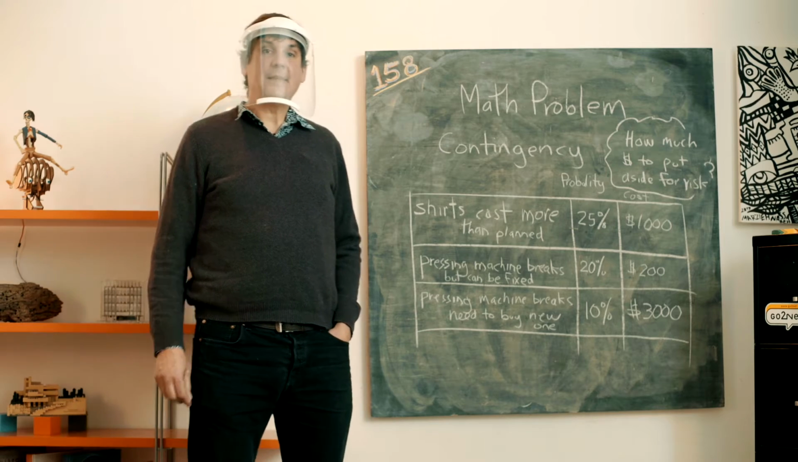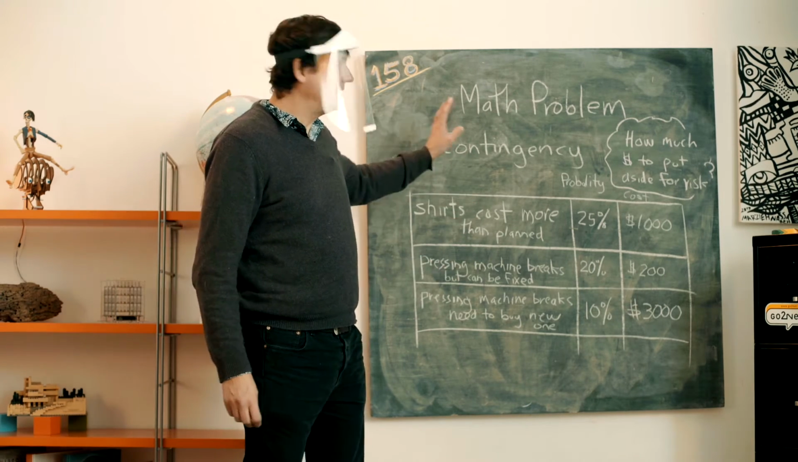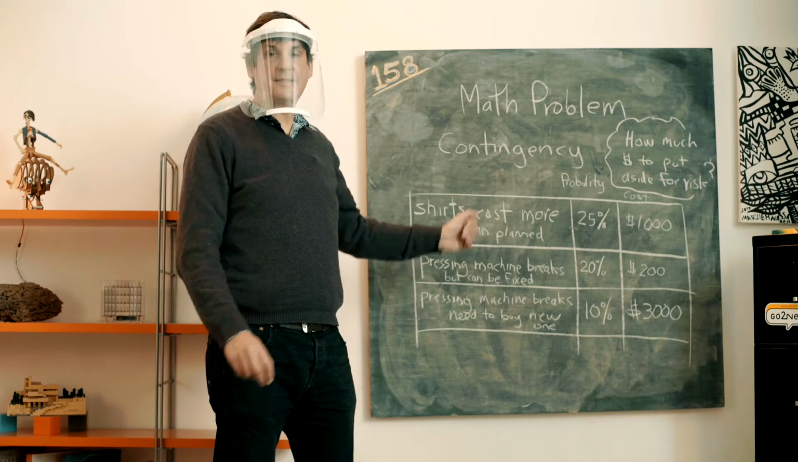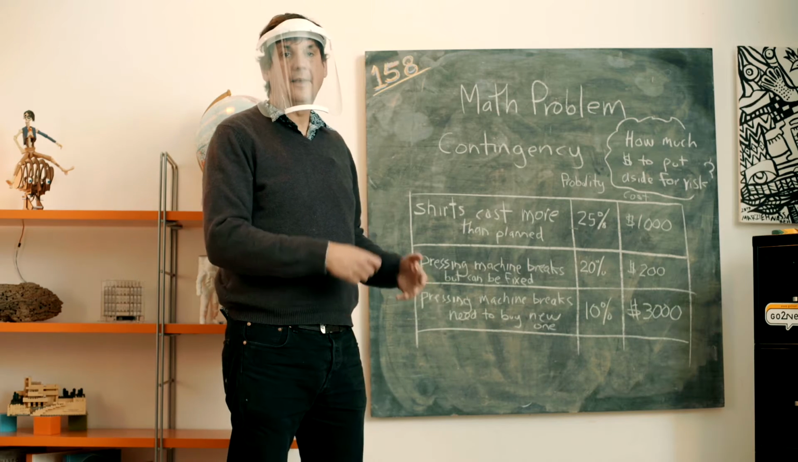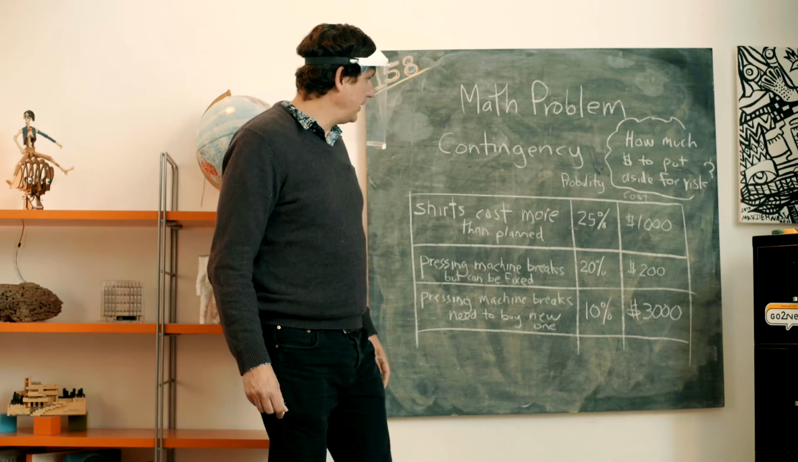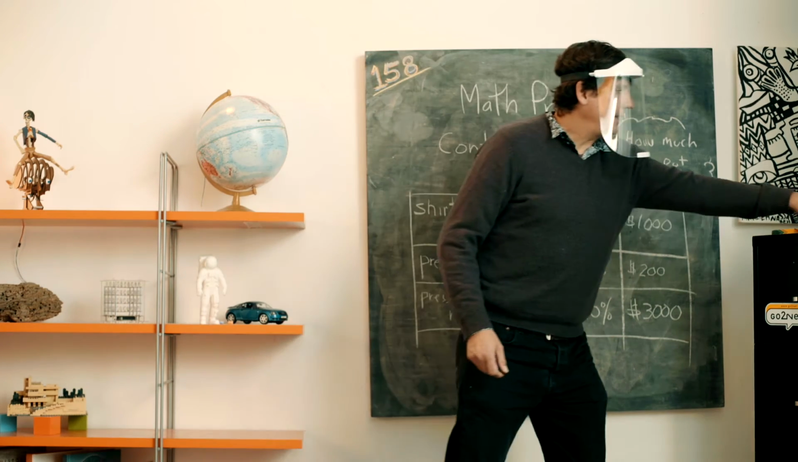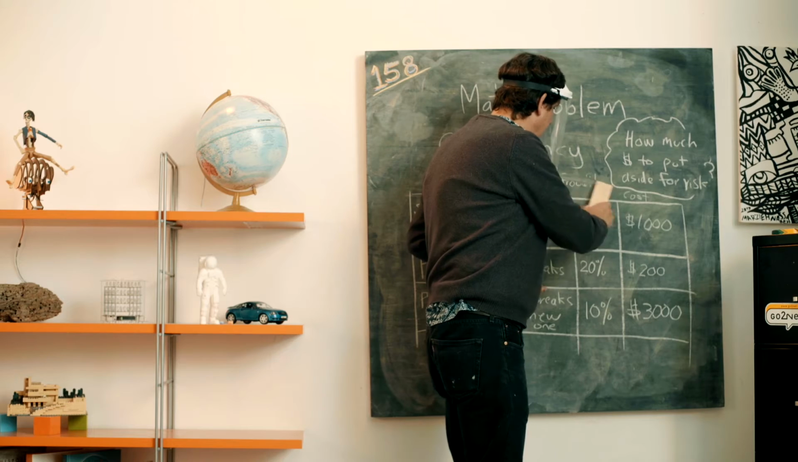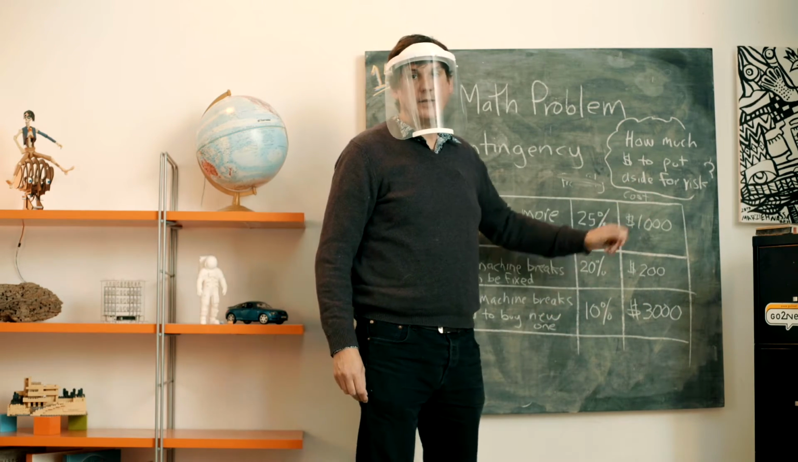Welcome to the Design Make Play Math Challenge Answer. Today we were looking at the contingency issue. You're starting a business and you want to know how much to put in reserve for some potential costs that might occur. The answer to this one is you want to multiply the probability times the cost, and that will give you the amount of money you should reserve.